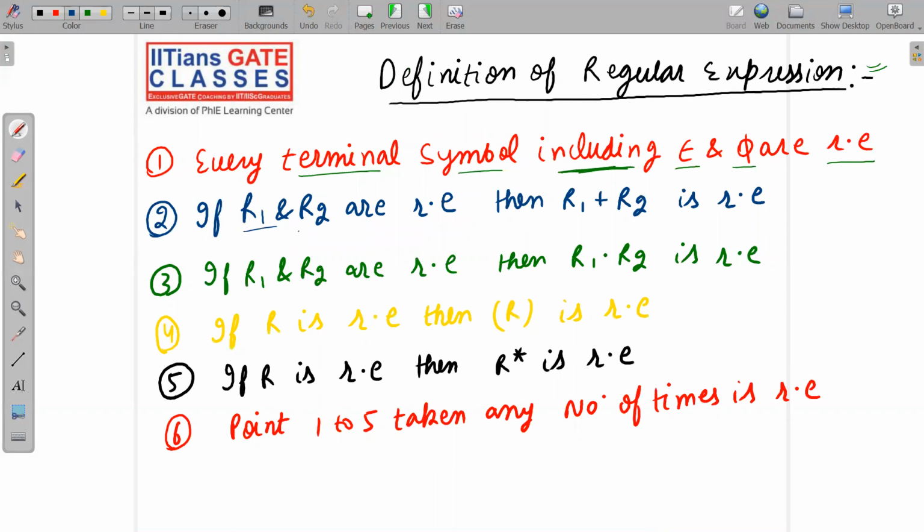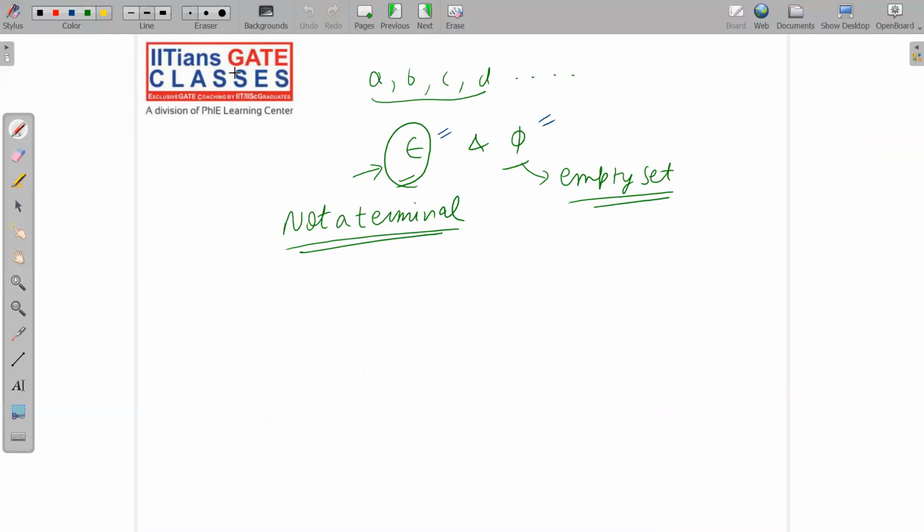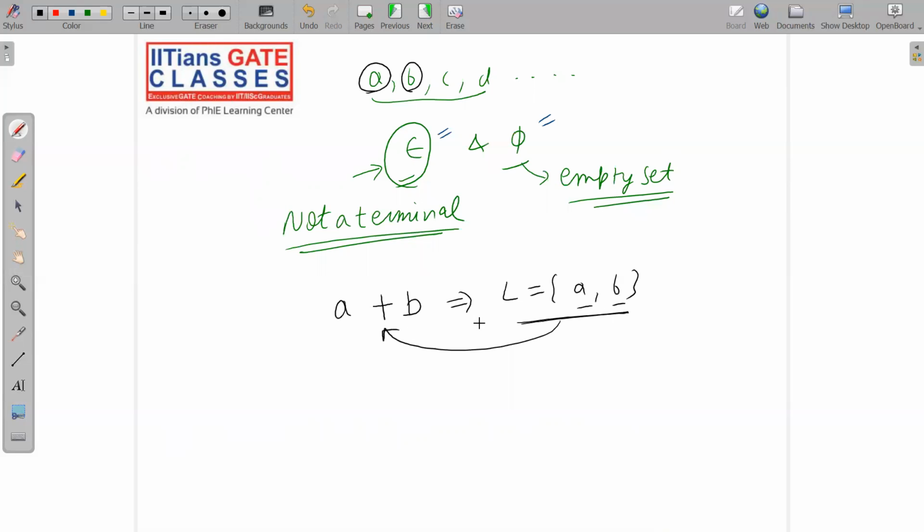The second point is, if R1 and R2 are regular expressions, then R1 plus R2 is a regular expression. This is very simple. I have already told you every terminal symbol is a regular expression. So A is a regular expression, B is a regular expression, so A plus B is also a regular expression. Plus means union. If a language contains only two strings, A and B, then I will represent this language by the regular expression A plus B. I hope I have made the point clear.